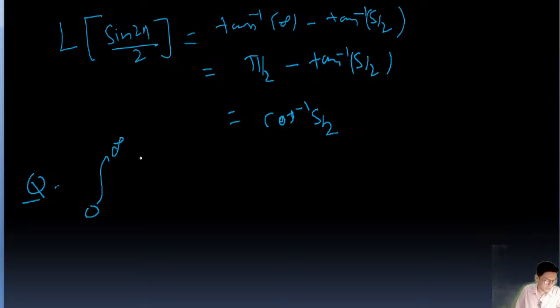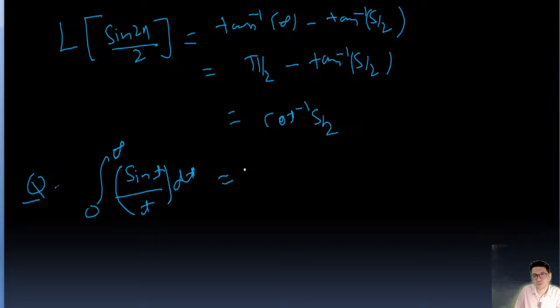integration 0 to infinity sin t upon t dt. This I have already covered in Fourier series or Fourier transform. I wrote the formula for this and told you that you need to memorize it, because that is very important. The value of 0 to infinity sin t upon t dt, or 0 to infinity sin x upon x dx, is pi by 2. Now I'm going to explain and derive it by Laplace transform. How did we get pi by 2?